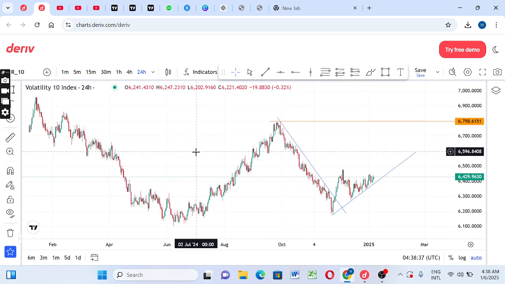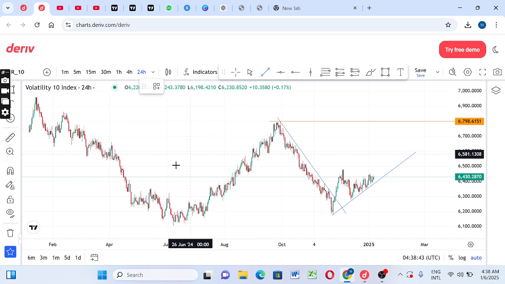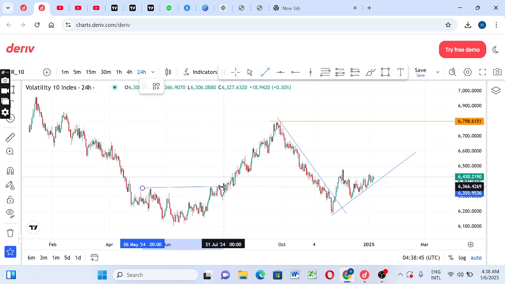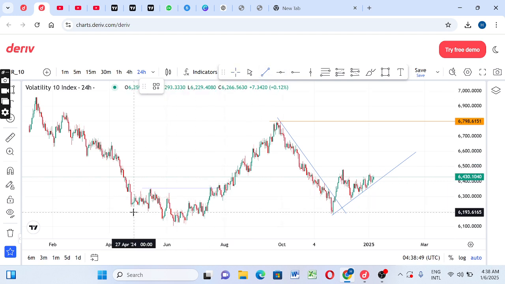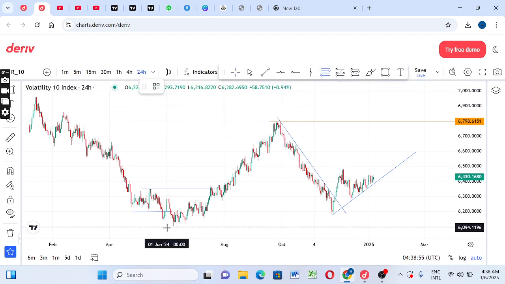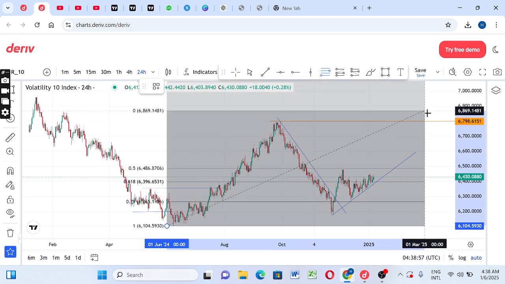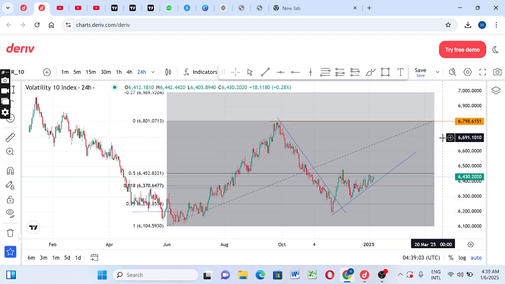But then we have a new buy structure, a break of structure to the upside. We have liquidity sitting at this area, and then from the swing low to the swing high. So this is basically what we could be looking out for at the moment.